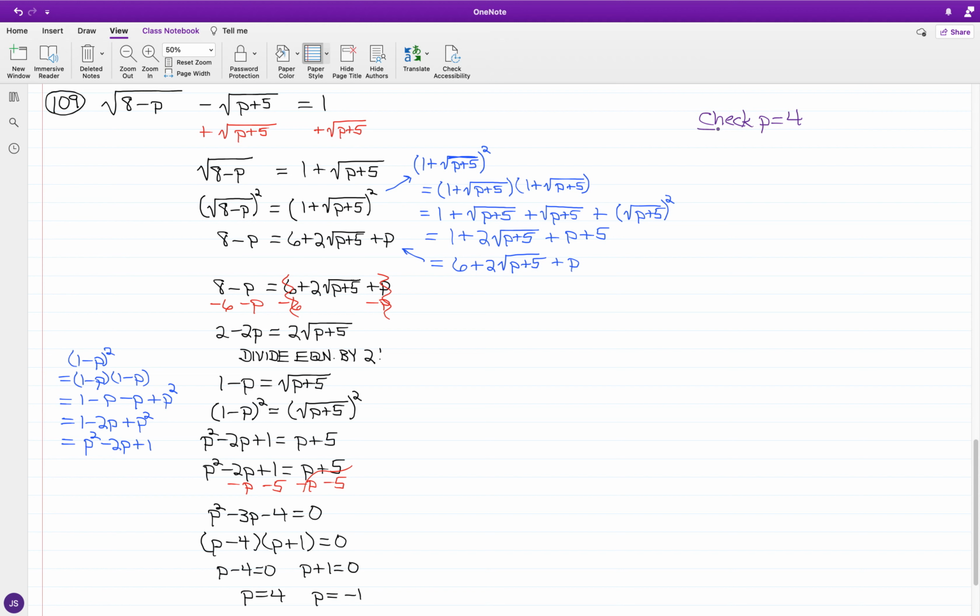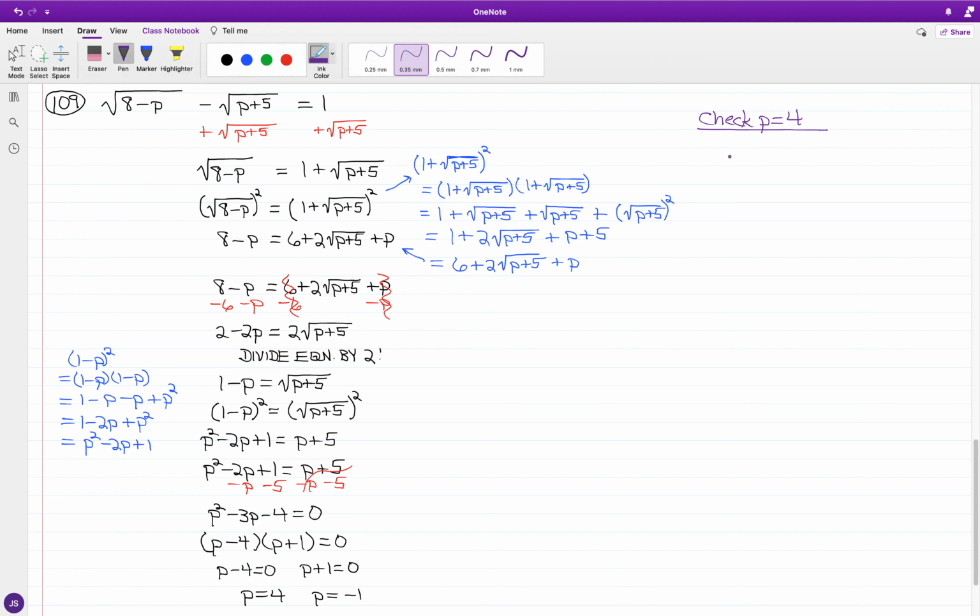if I were to check p equal to 4, you have 8 minus 4, you have the square root of 4, and 4 plus 5 is going to be 9. Okay, so 8 minus 4 is 4. Now the square root of 4 is going to be 2. And you have minus, now 4 plus 5 is 9. Square root of 9 becomes 3.